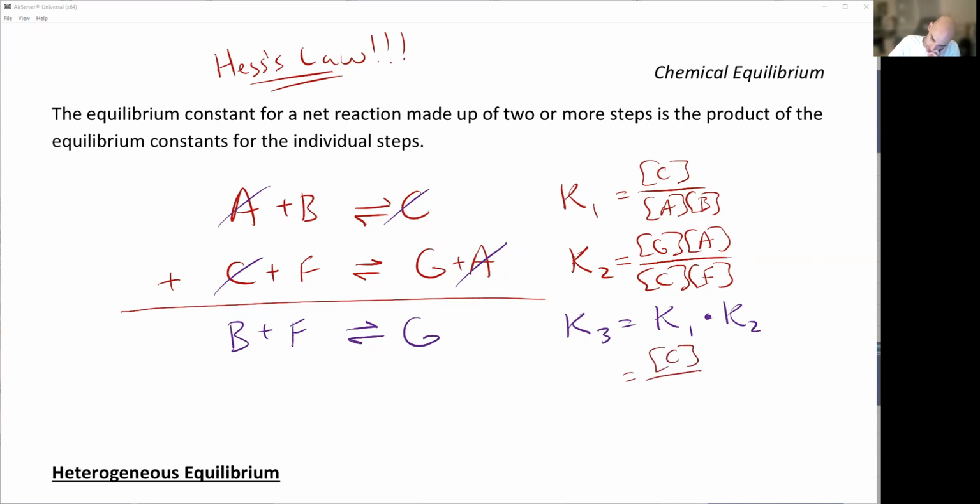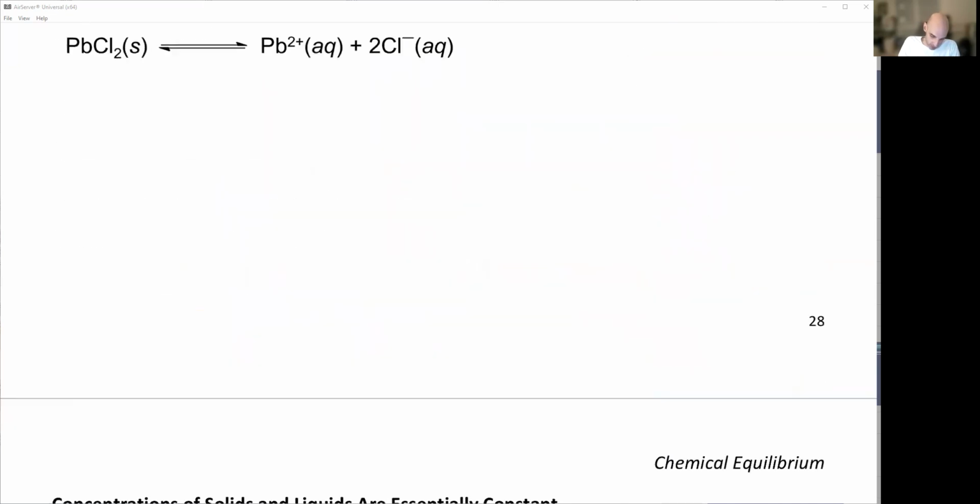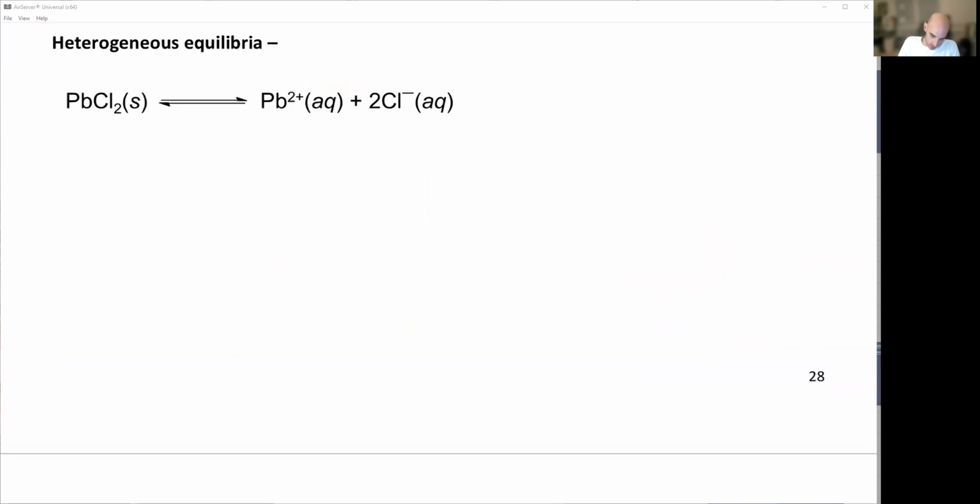Actually, let's just do it. Concentration of C, concentration of A, concentration of B, times, continuing, concentration of G, concentration of A, concentration of C, concentration of F. So we know that C is on top and the bottom, that goes to 1. A is on the top and the bottom, that cancels as well. So we're left with G over B F, and that's exactly what we'd expect for that reaction for K3. Good? Okay. Just a little bit more, I think we're almost there.